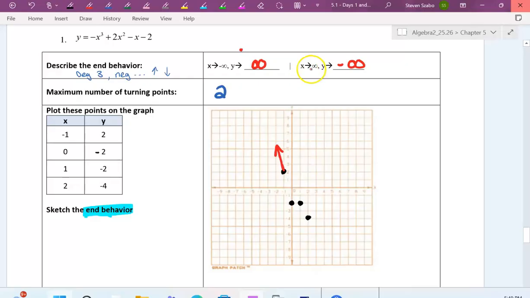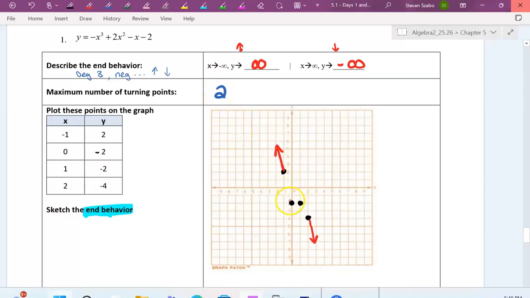That's sketching this end behavior here. And then I also know on the far right, as x goes to +infinity, my y is going to -infinity. So I'm going down on the right. So I can go to this point and sketch that. It's going down on the right. Now I don't know what's happening in the middle. I know I'm hitting this point. I know I'm hitting this point. But I don't know. And I know I'm only turning at most 2 times.